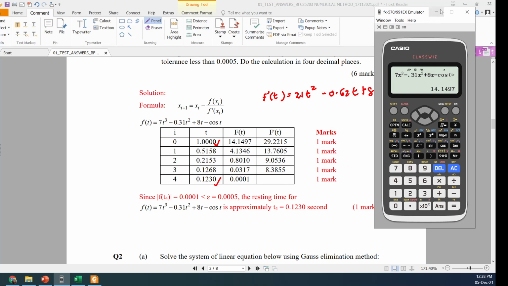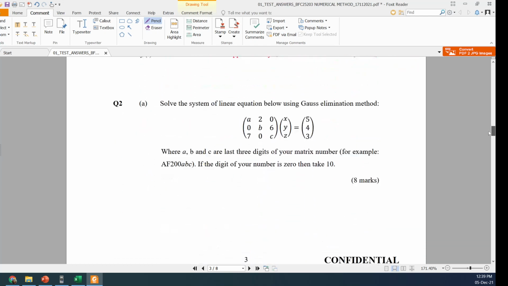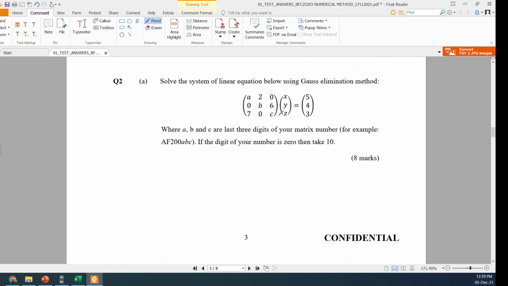So this is the Newton Raphson method for non-linear equation. Okay, and question 2. Okay, solve the system of linear equation below by using Gauss elimination method.